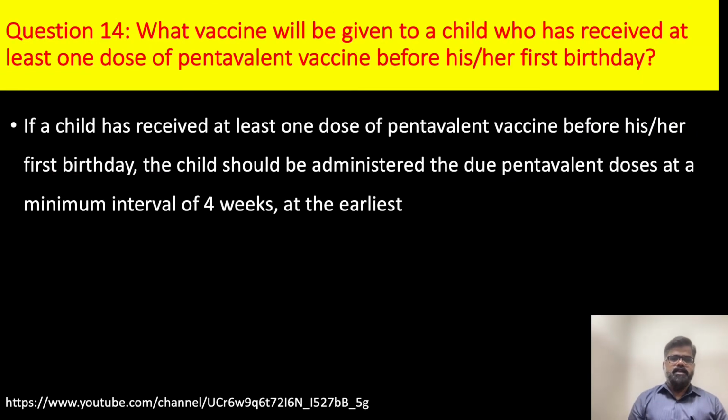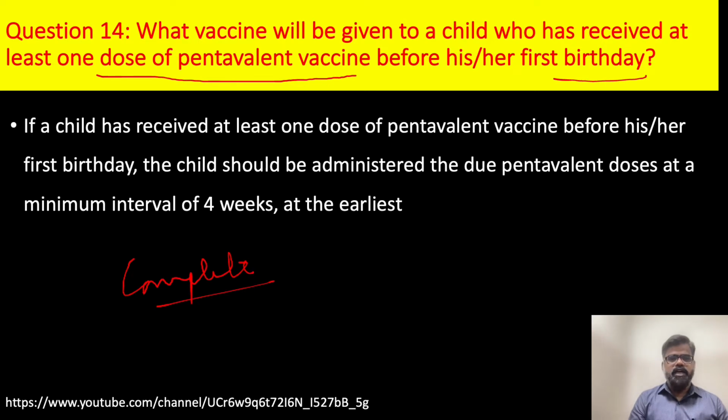Okay. Now, what vaccine will be given to a child who has received at least one dose of pentavalent vaccine before his or her first birthday? Meaning before 1 year, before the first birthday, the child has received one dose of pentavalent. So what do you need to do? Now, the golden rule here, I'll tell you, because this will be seen frequently: if you have started a dose of vaccine, please complete it.